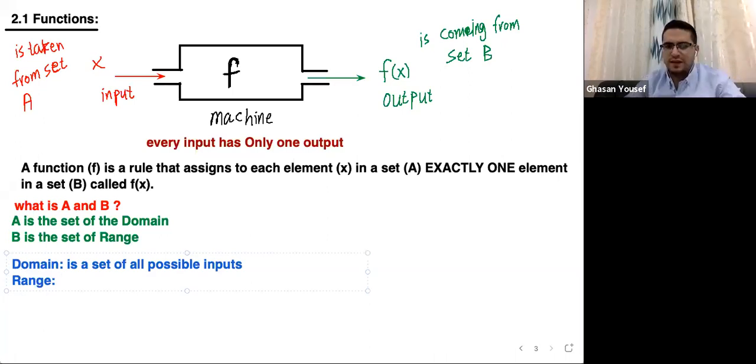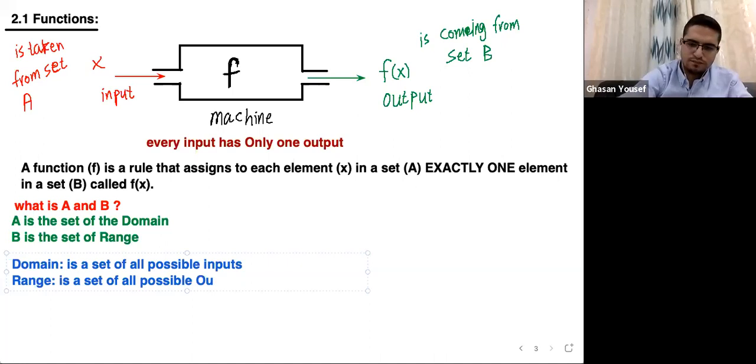The same things, but instead of inputs, we have to change it to what? Exactly, Amr. All possible outputs is a set of all possible outputs. So the inputs is called the domain, the outputs called the range of the function.